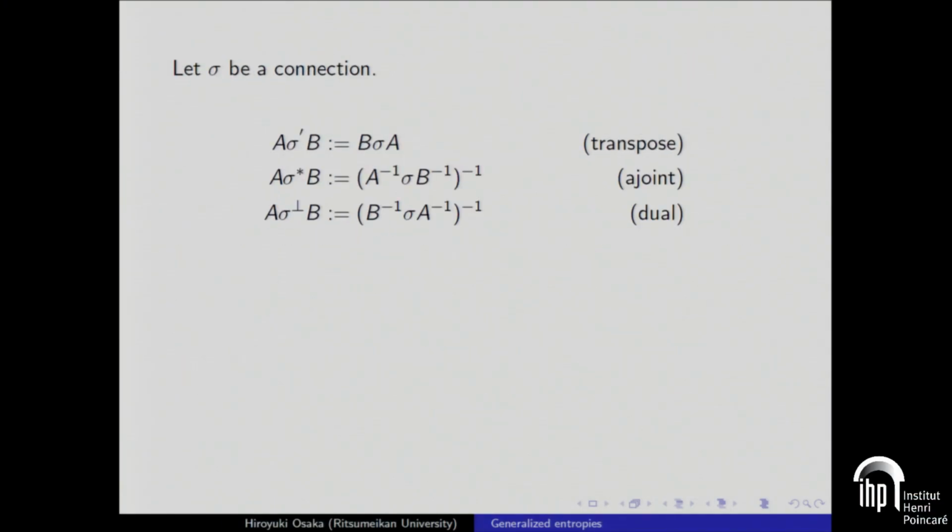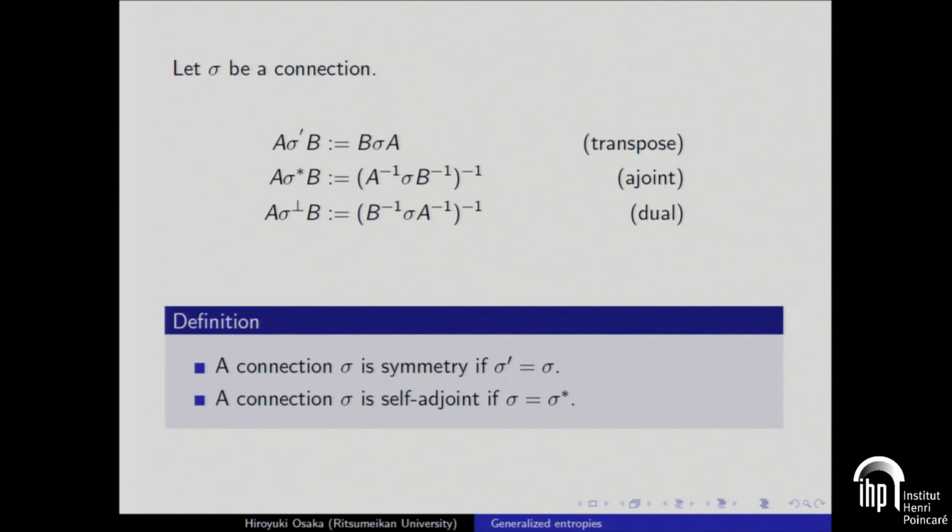So similarly we define the transpose and also adjoint and dual, and also define the symmetry and self-adjoint. Both of the cases are the same, because the world of the operator monotone corresponds to the world of operator mean.